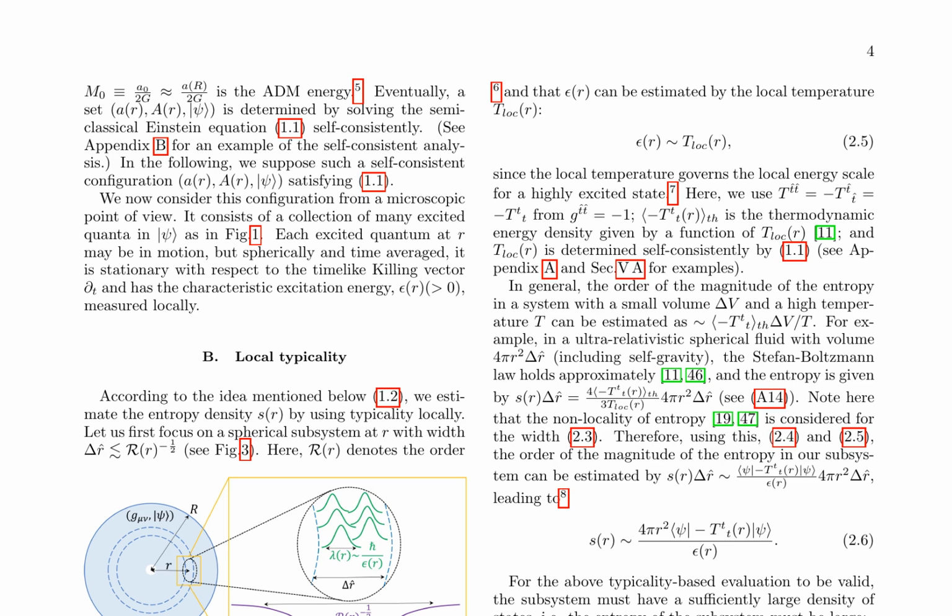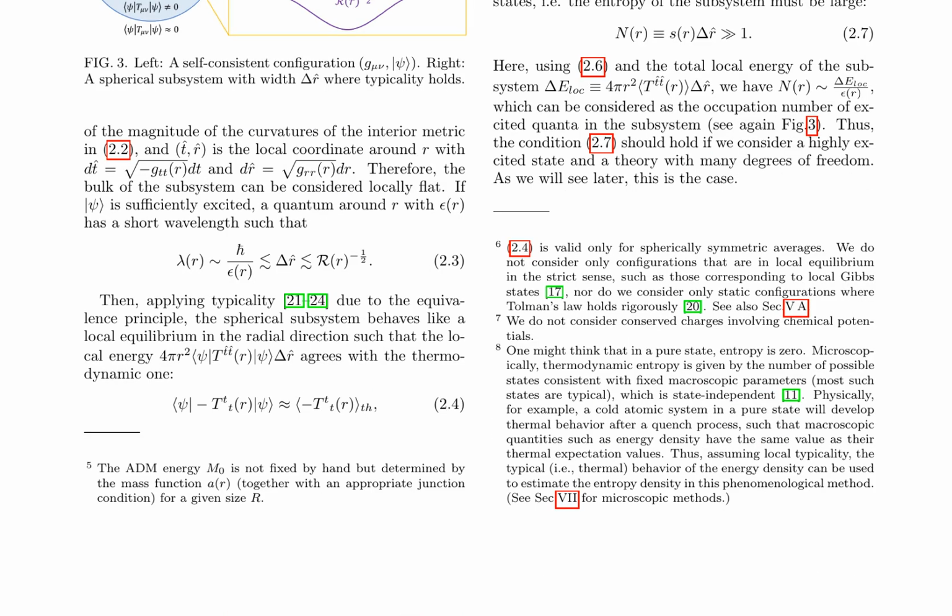Assuming local equilibrium in the radial direction, the authors equate the local energy with the thermodynamic one, invoking the equivalence principle to estimate E(R) as approximately equal to the local temperature, T(log R). This enables an estimate of the entropy density, S(R), as approximately 4πR² ψ minus T ψ(R), valid for subsystems with a sufficiently large density of states.